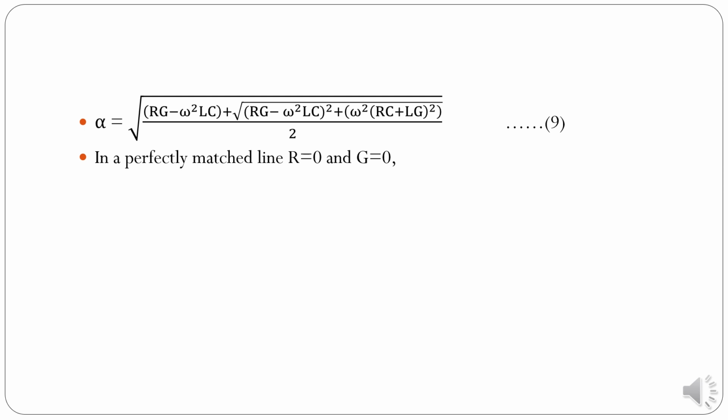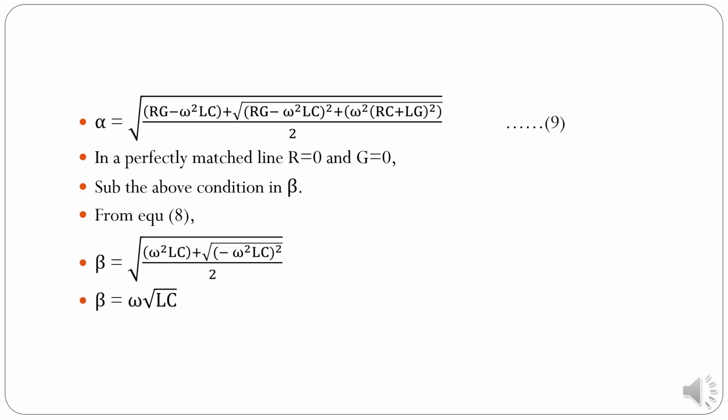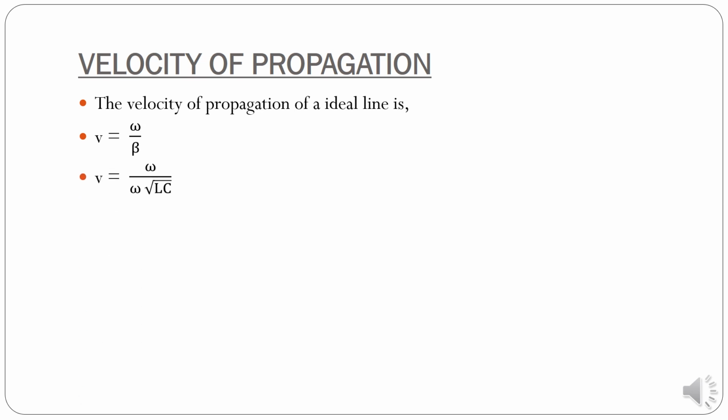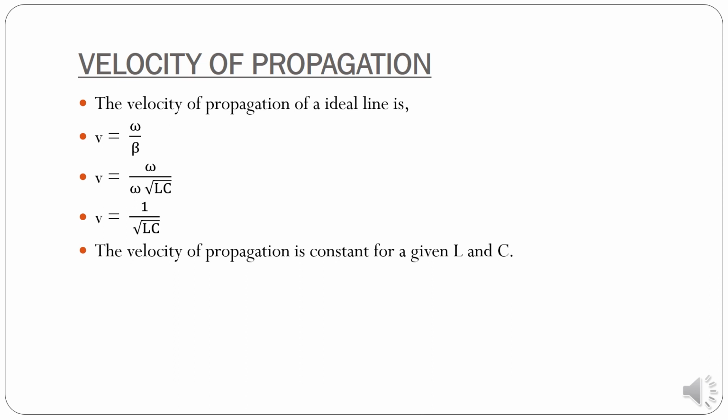For a perfectly matched line, R is equal to 0, G is equal to 0, and if the above condition is applied, we get beta square equal to omega square LC. So beta is equal to omega root LC. The velocity of propagation for an ideal line is given by V equal to omega by beta, V equal to omega by omega root LC. So V is equal to 1 by root LC.